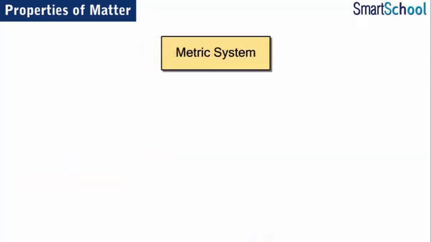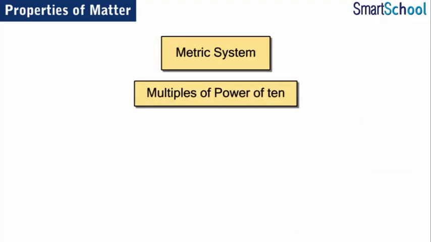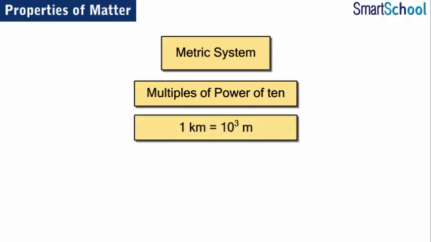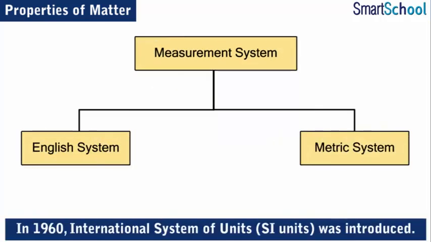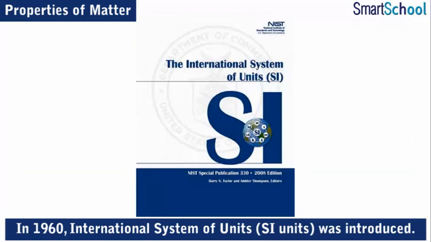Under the metric system, the units of physical quantities relate to each other as multiples of power of 10. For example, 1 kilometer equals 10 to the power of 3 meters. This system was found to be convenient and hence was used worldwide. In 1960, the metric system was improved at the General Conference of Weights and Measures to create a new system called the International System of Units, or SI, which is short for System International in French.